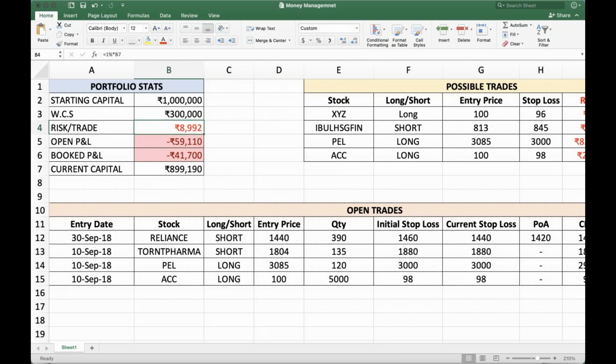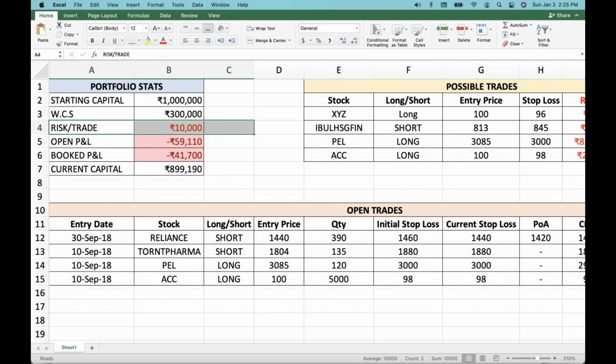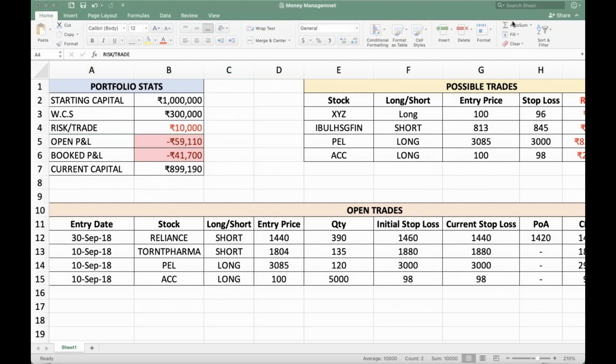Okay. Next is risk per trade. Start off with 10,000 rupees. What is risk per trade? The trade that I'm going to take, each and every trade that I'm going to take, how much risk in rupee terms am I going to take on these trades? In other words, if I take the trade and the trade goes wrong, my stop loss is hit, I'm in a loss, then what is the rupee loss amount? What is that loss amount I'm okay with, I'm willing to take upfront?